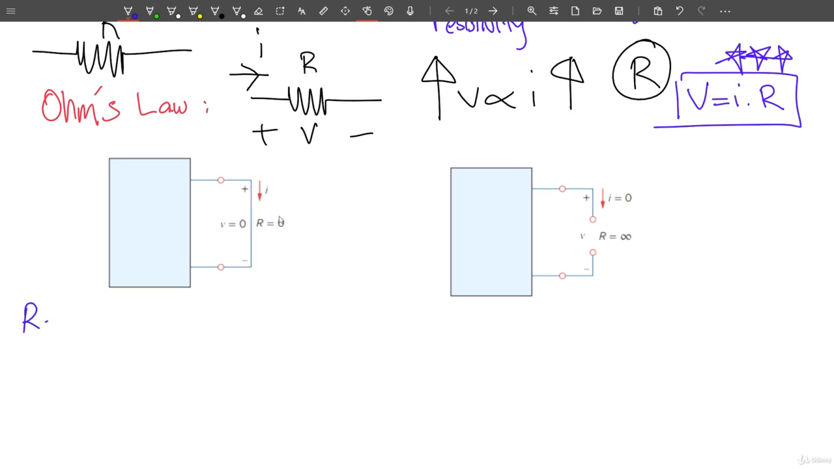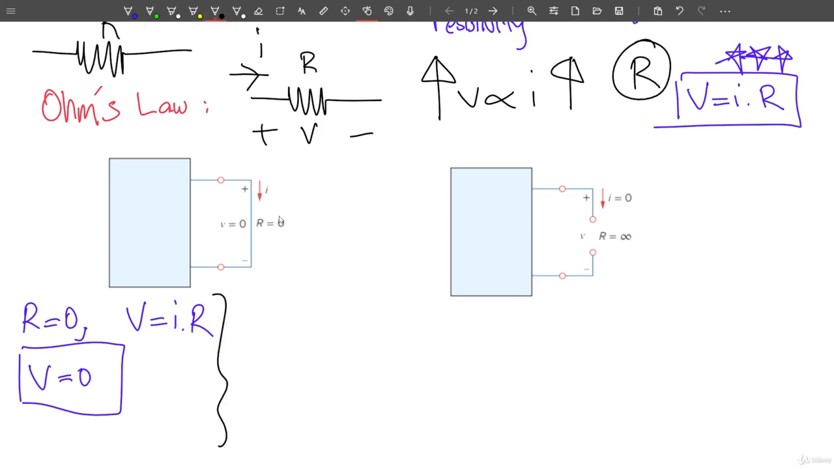If resistance value is zero, what about our Ohm's law? Our Ohm's law is V is equal to I times R, where I is current, R is resistance. If resistance is 0, our voltage value will be 0 too. So we have just proved that if we have a short circuit, the voltage across the short circuit must be 0. However, current could be anything because we don't know the value of the current. This is an important note. If we have a short circuit, let me just write it again in here.